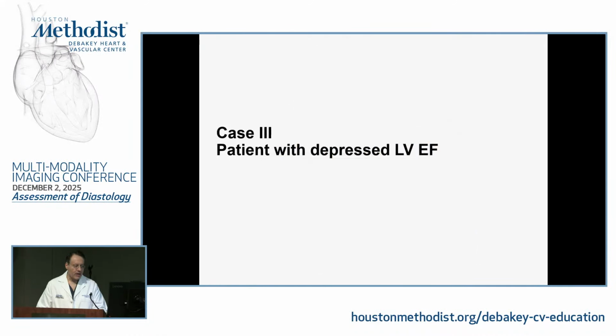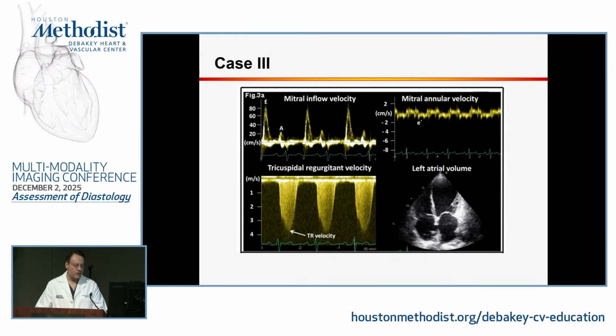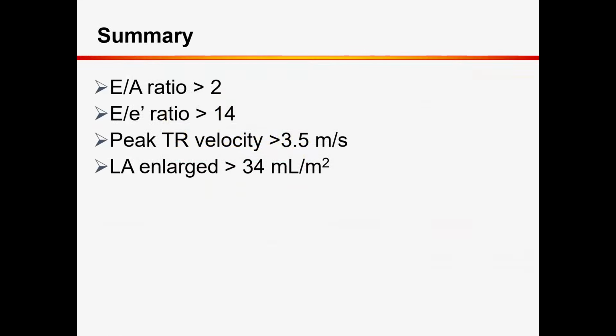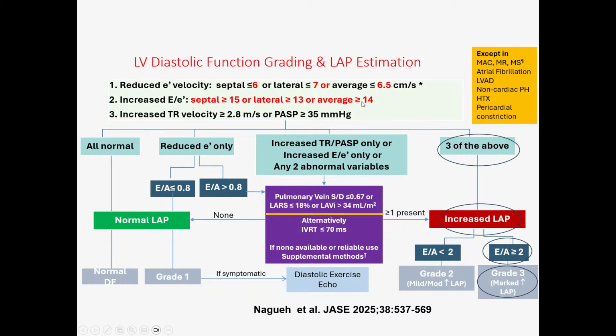Let's look at another case, somebody with a depressed ejection fraction, very high E to A ratio, minuscule E prime velocity, big left atrium, a TR approaching 4. Doesn't take you much time to look at these, right? And that's a quick summary. And we say all three values are abnormal. In this patient with heart failure with reduced EF, LAP is up, is restrictive filling.